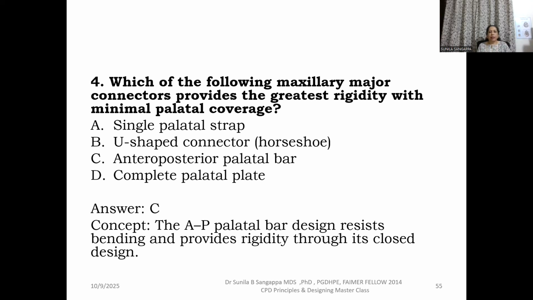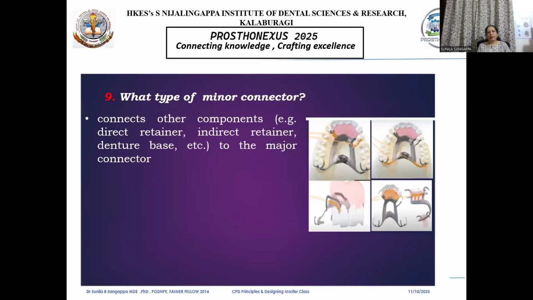The answer is C, that is the anterior-posterior palatal bar. Because of its closed design, it resists bending and provides rigidity. Let's move ahead. We now come to the minor connector. So what type of minor connector is to be considered?